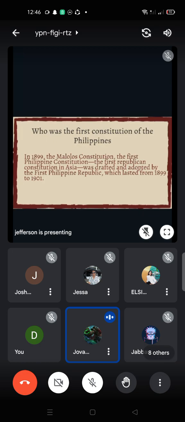What was the first constitution of the Philippines? In 1899, the Malolos Constitution, the first Philippine Constitution and the first republican constitution in Asia, was drafted and adopted by the First Philippine Republic, which lasted from 1899 to 1901.